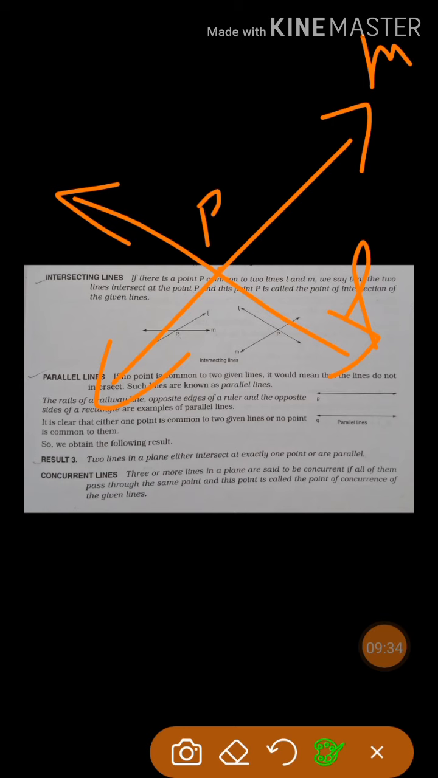In other words, we can say that if one line is passing through the other line, if one line is cutting the other line, we call this cutting intersecting. Cutting means intersecting. So these are intersecting each other, and this point is called the point of intersection. So P is the point of intersection.